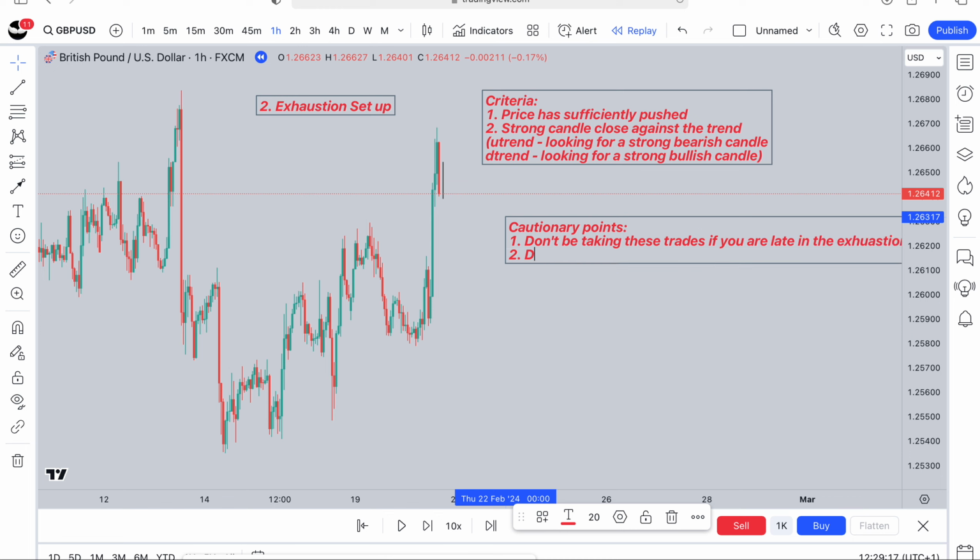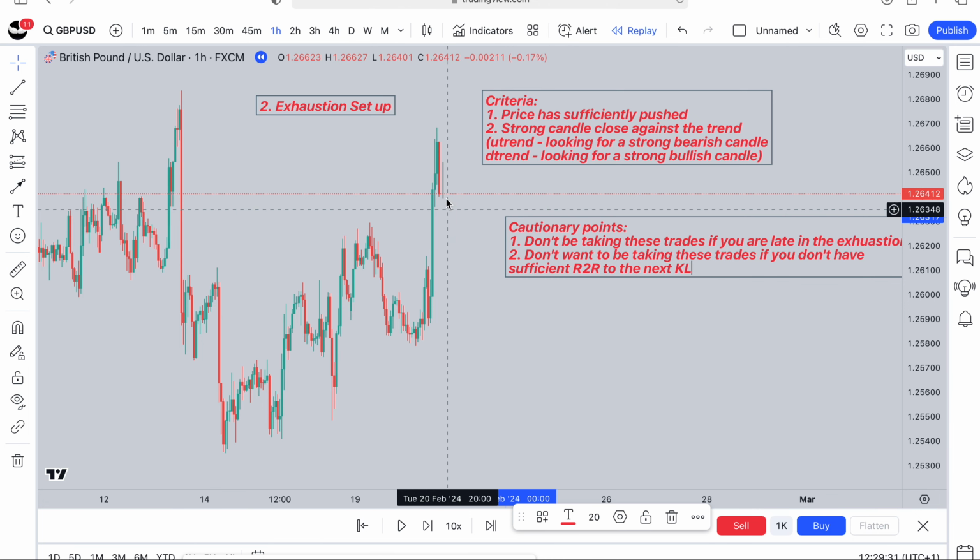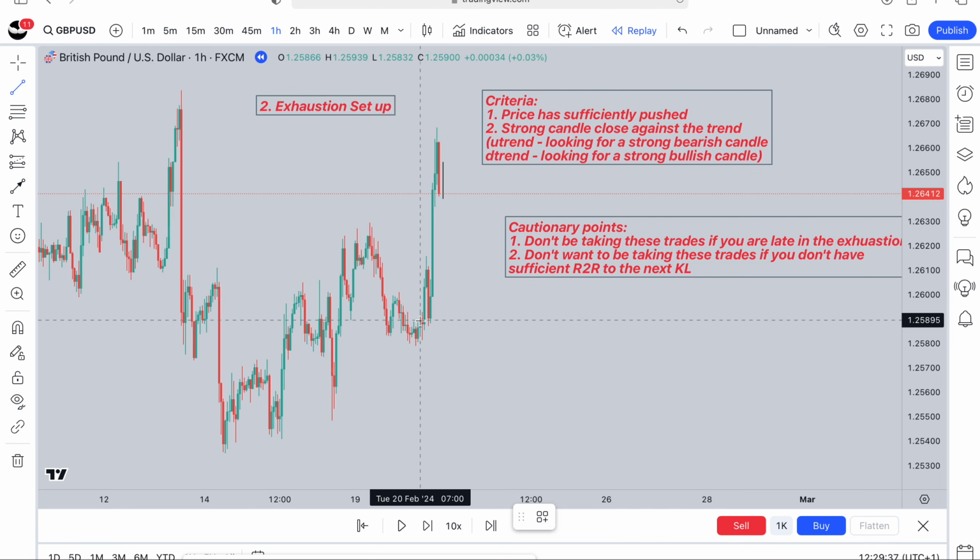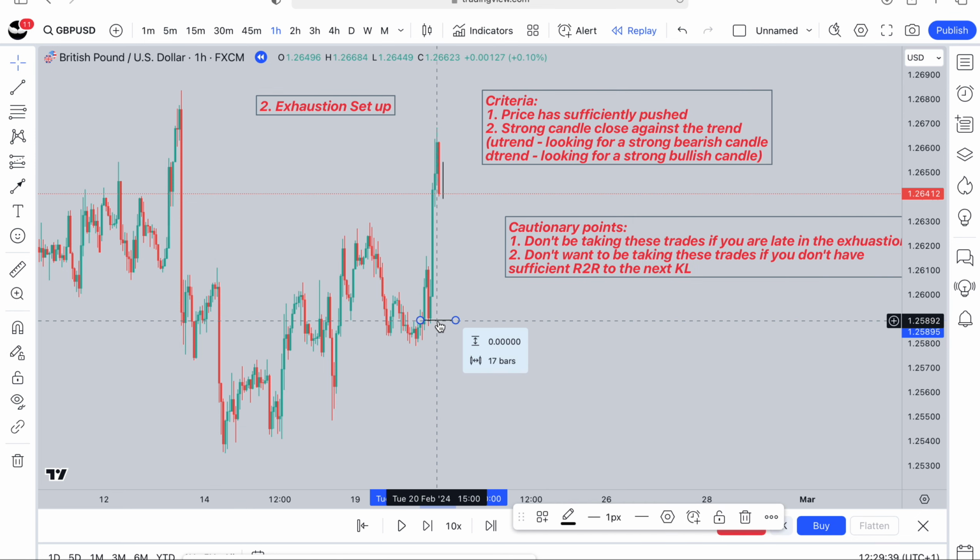And you don't want to be taking these trades if you don't have sufficient risk to reward to the next key level. Okay, so where would the next key level be? Going by the brick wall theory, we're going down and down and down, and we're waiting for some kind of swing low or level, so boom. So your exit target would be around here.